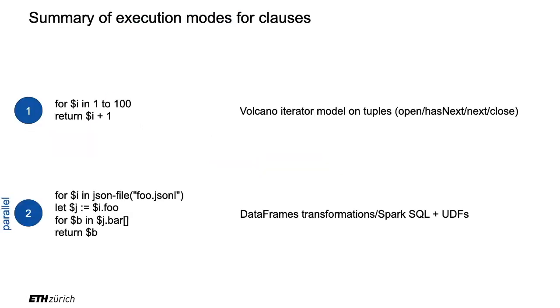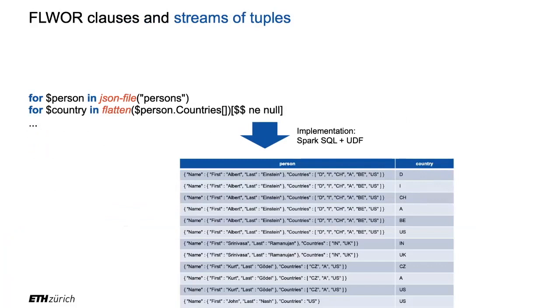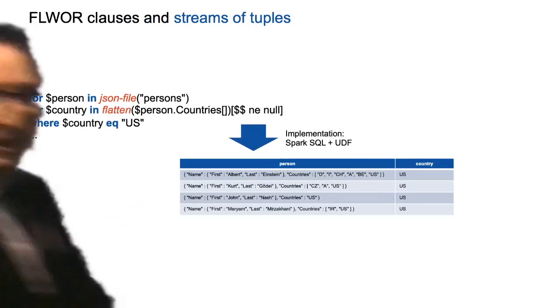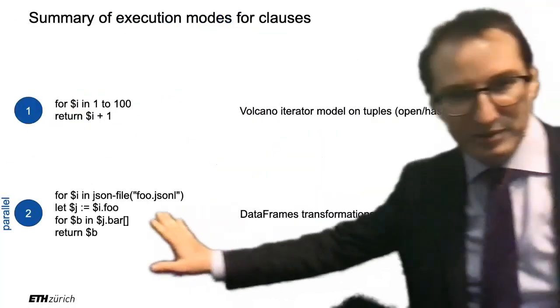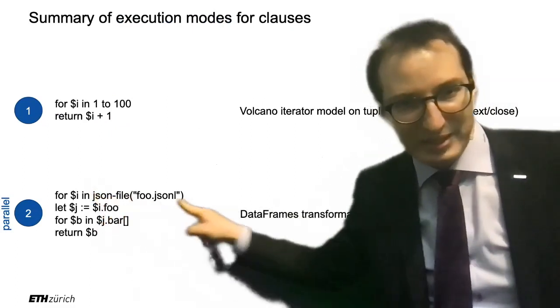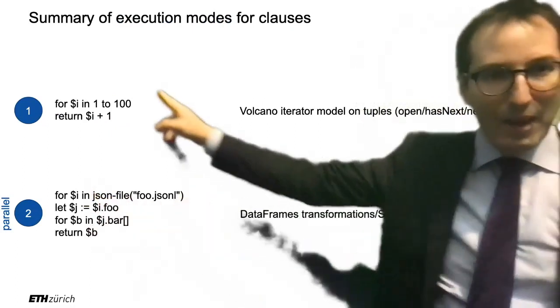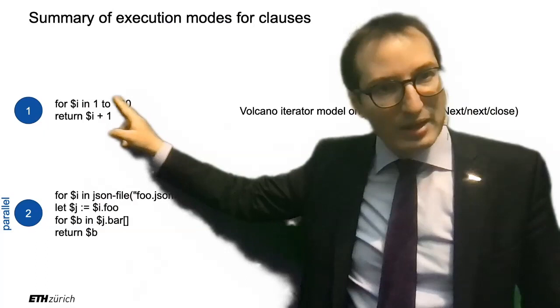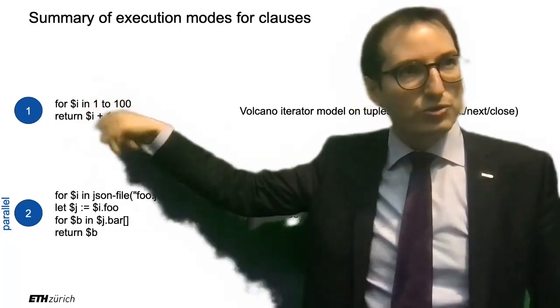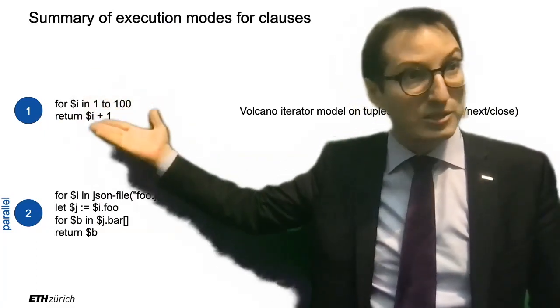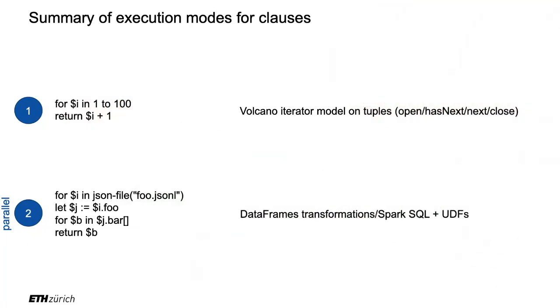All right? So for clauses, you have two ways of executing them. One in parallel with the data frames, which is what I just showed you right here. This is the parallel execution, right? If it's a very large data set like this, that would be in parallel. But if it's something very small, it's going to iterate on the tuple stream without any data frame, just because it's much faster, and this is going to happen locally.